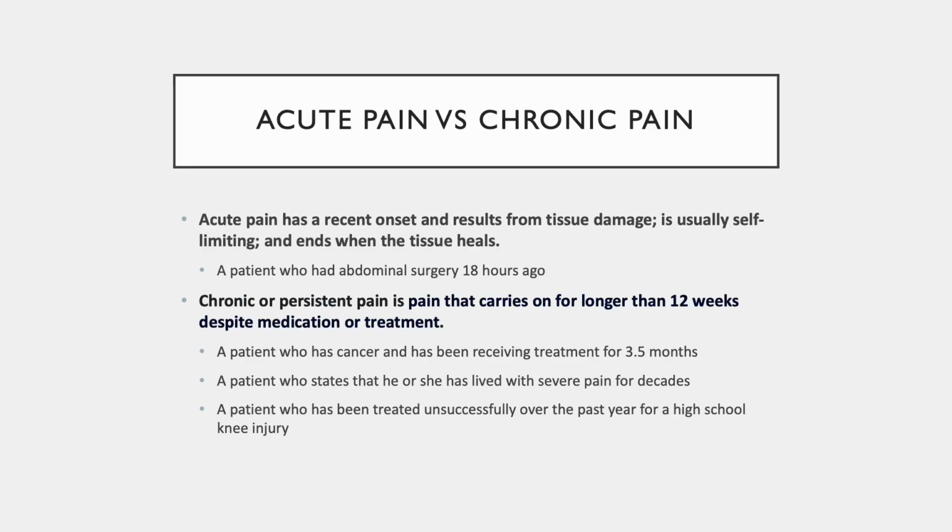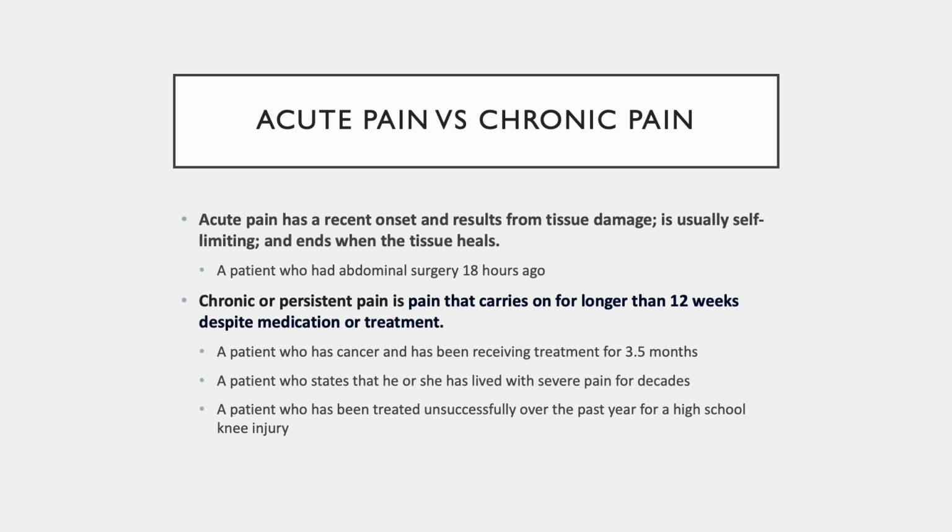All right, so we're going to go back and review acute pain versus chronic pain. Acute pain is going to be recent onset. It's normally tissue damage. It's usually self-limiting, which means it's only going to get so bad and then it starts to level off. And when the tissue's healed, the pain is considered to be healed as well.